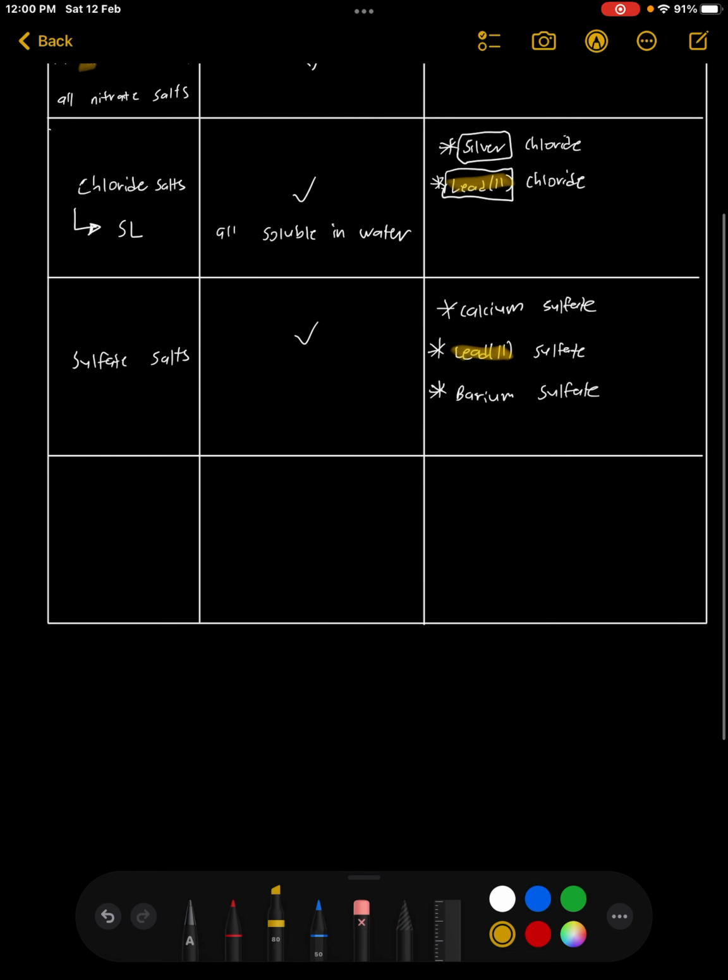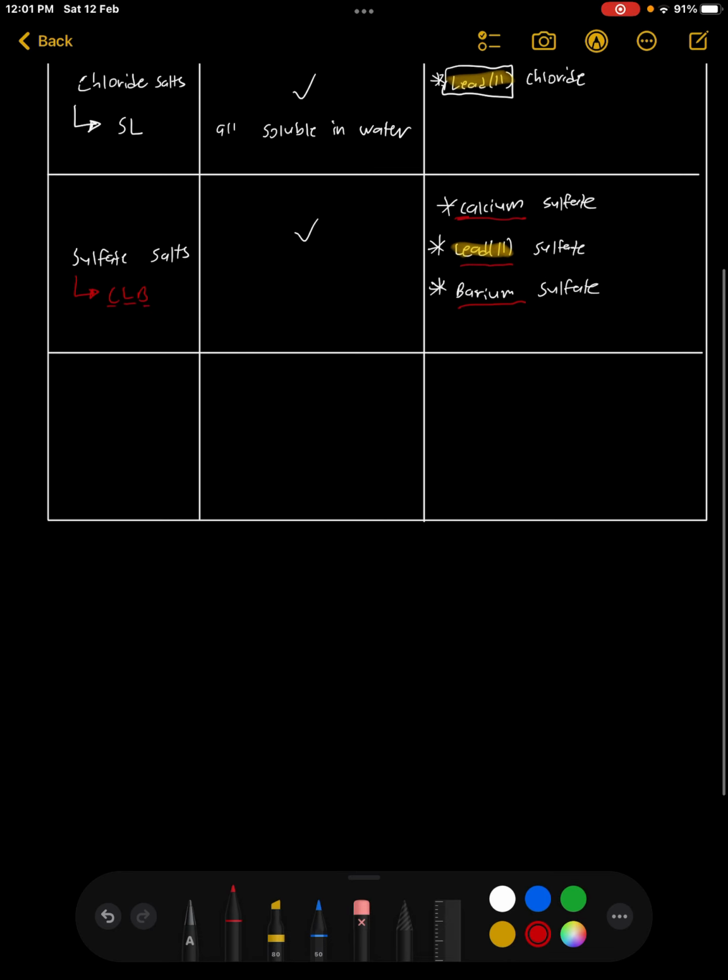Okay, so a memory aid used to identify these insoluble salts. Whenever you hear sulfate salts, remember CLB. Calcium, lead(II), and barium. Okay, now our last group of salts. We have our carbonate salts.